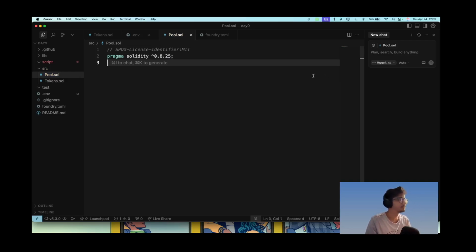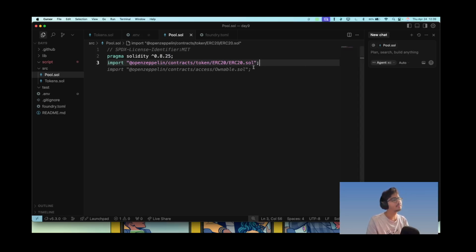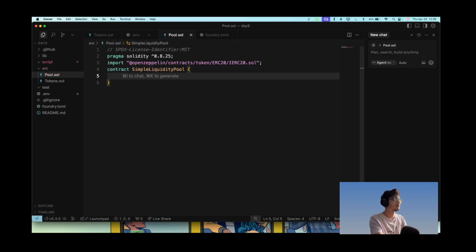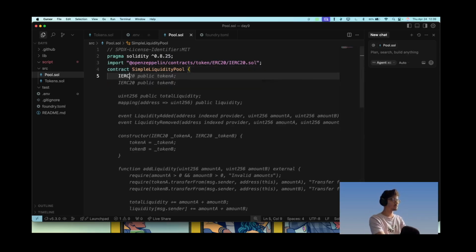Okay, now we are going to import ERC20, but instead of this we need to get the interface of ERC20. And now let's say contract SimpleLiquidityPool. Okay, and now here we can get this address. So we need two addresses, token A and token B, so it will be ERC20.